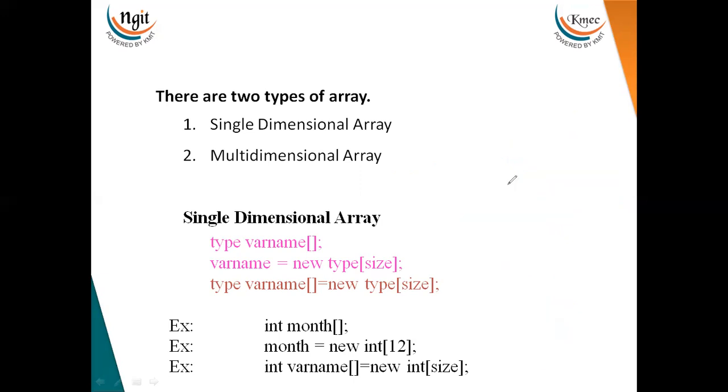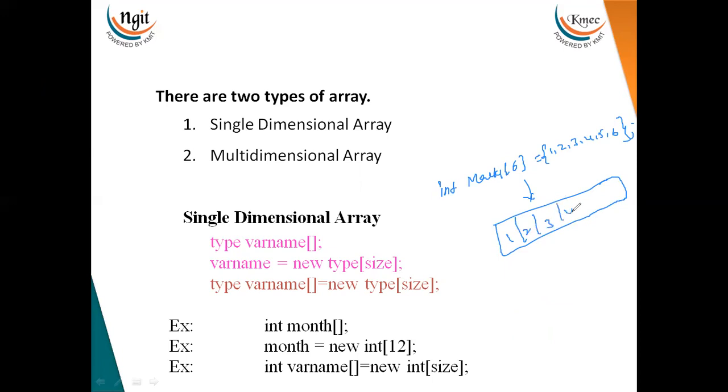By using different elements directly. Yes, int, you can take the array name with the size equals to the values. Let's say I want to take something like 1, 2, 3, 4, 5, 6. The representation, the memory allocation will be done like this. Here, it will store the elements 1, 2, 3, 4, 5, 6.